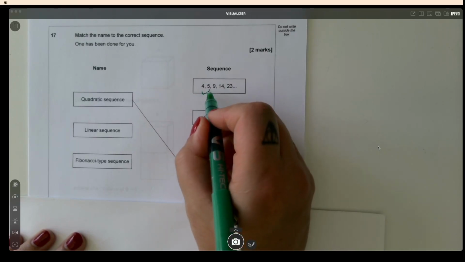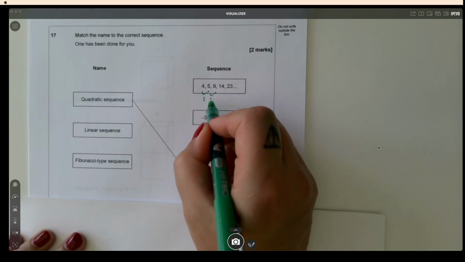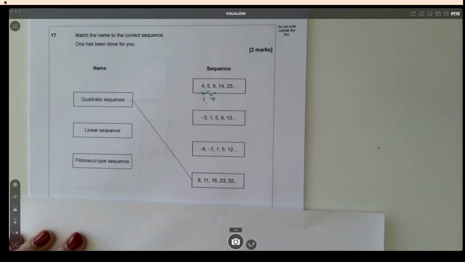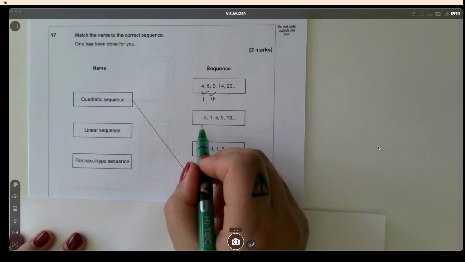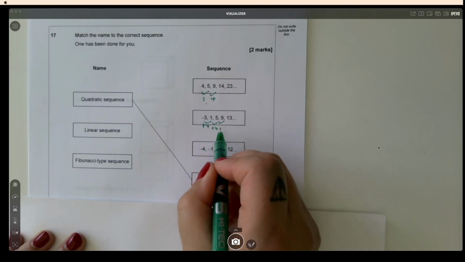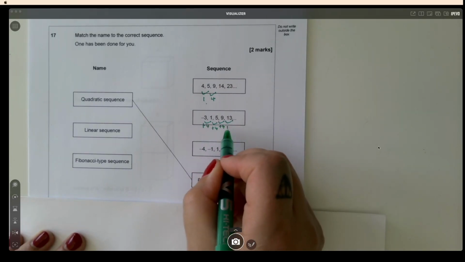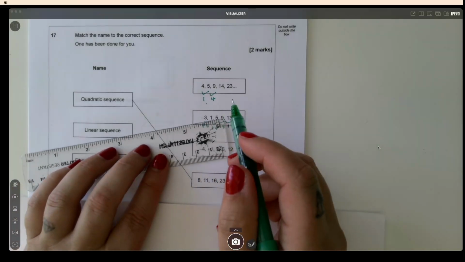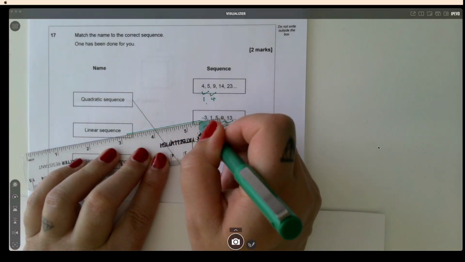So 4 to 5 is 1, 5 to 9 is 4. Straight away these are different, so that can't be my linear sequence. Let's try this next one. Minus 3 to 1, we would add 4. 1 to 5, add 4. 5 to 9, add 4. 9 to 13, add 4. 4 every time. That's a linear sequence.